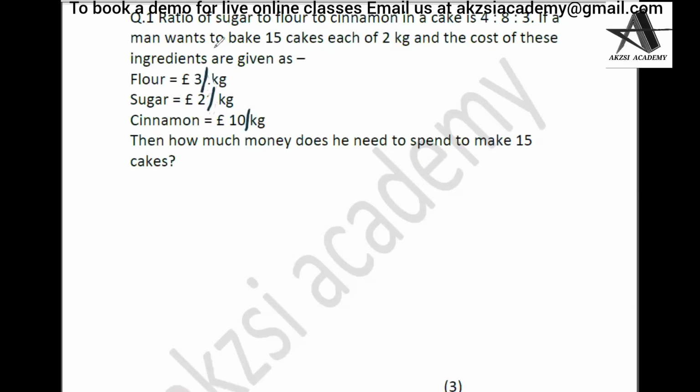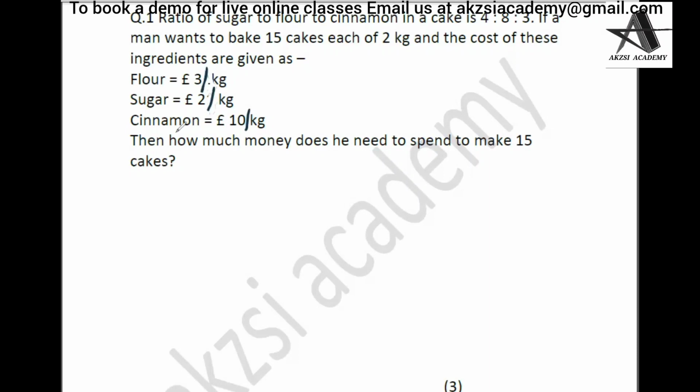Ratio of sugar to flour to cinnamon in a cake is 4:8:3. If a man wants to bake 15 cakes each of 2 kg and the cost of these ingredients are given as flour is 3 pounds per kg, sugar is 2 pounds per kg, cinnamon is 10 pounds per kg, then how much money does he need to spend to make 15 such cakes?